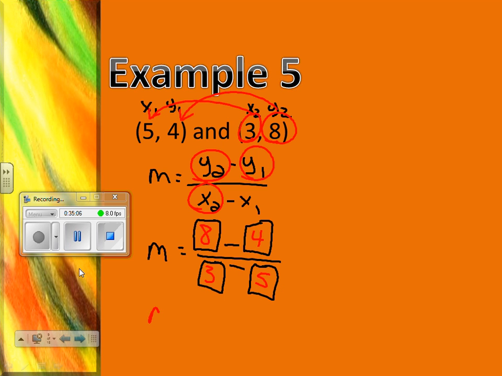8 minus 4 is 4. 3 minus 5 is negative 2, and then I reduce. What's the slope? Negative 2. Okay, Jonathan, wake up. All right, your slope is negative 2.